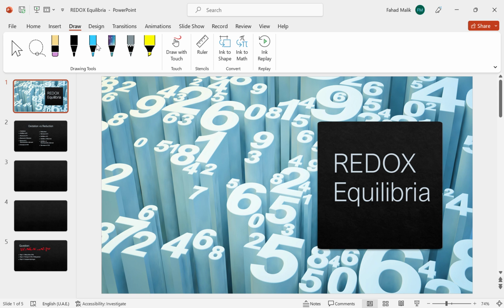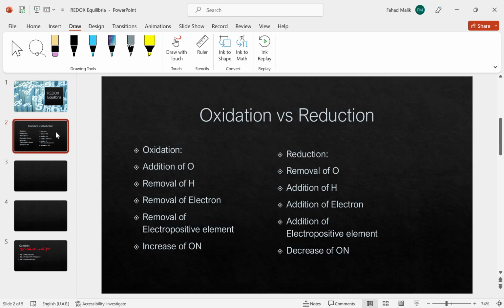Hi everyone, our today's topic is redox equilibria. We're going to start off with the very basics and look into the difference between oxidation and reduction. I'm sure you all must have some idea. So let's start off. Oxidation, as is evident from the name itself, means addition of oxygen, as in you're adding oxygen to something. The other meanings could be removal of hydrogen or removal of electrons.